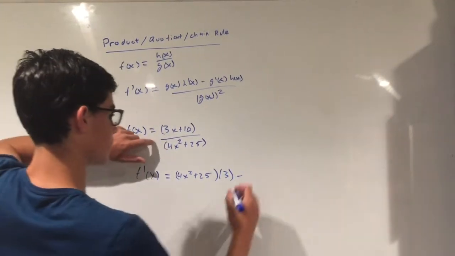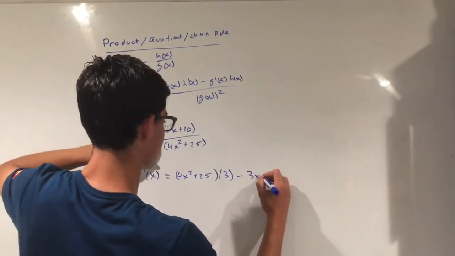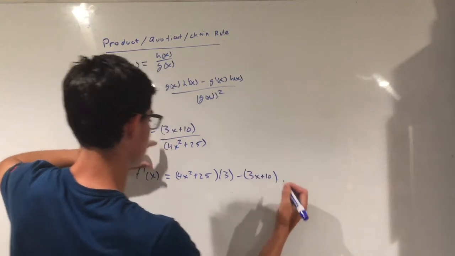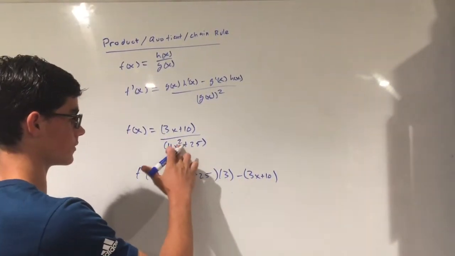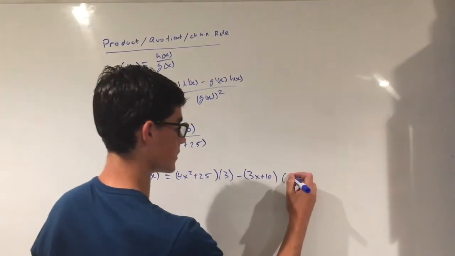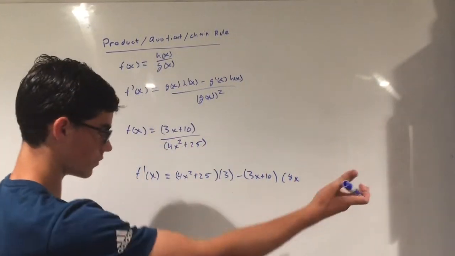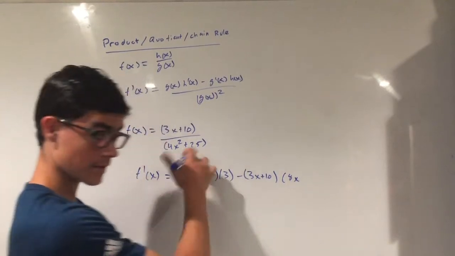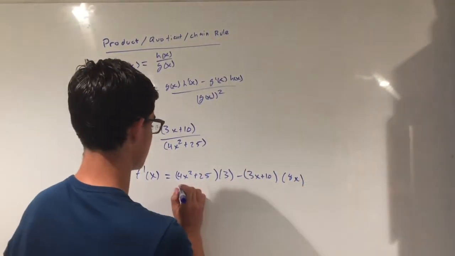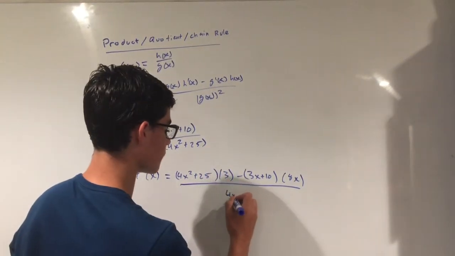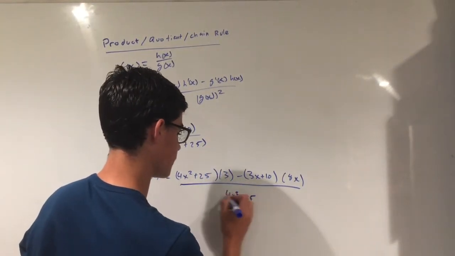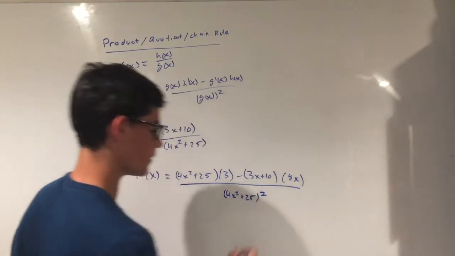Minus, we'll take this one, and then we'll take the derivative of the bottom. So again, power rule, 2 times 4 is 8, so 8x, x to the 1, that's good, and then 25 goes to 0. We put it all over the square of the bottom. And there you go.